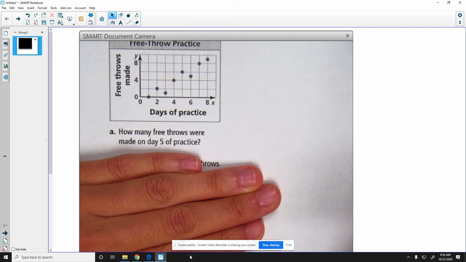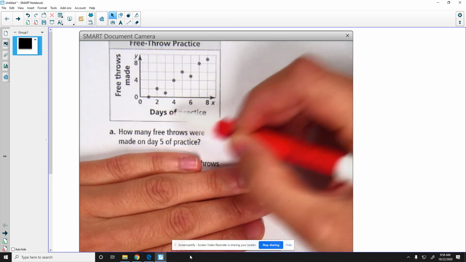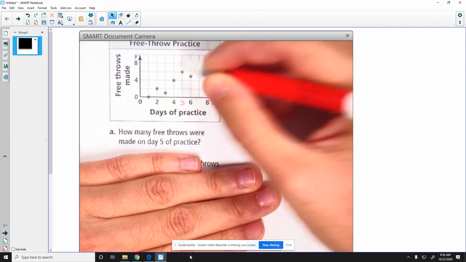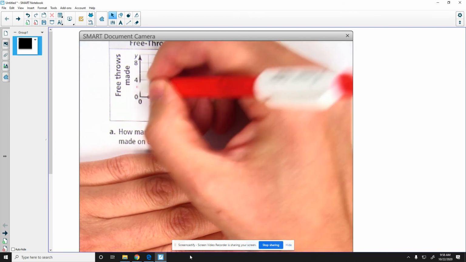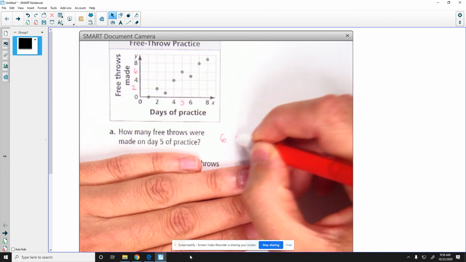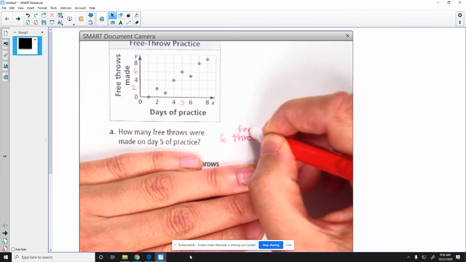Does anyone think they know? What do we think? Tessa? 6. Okay, so we have day 5. Days are on the bottom. So day 5, we're counting by ones. I'm looking for the dot. Just be careful here because you're not counting by ones. You're counting by, it looks like twos. So yes, Tessa is right. 6 free throws.